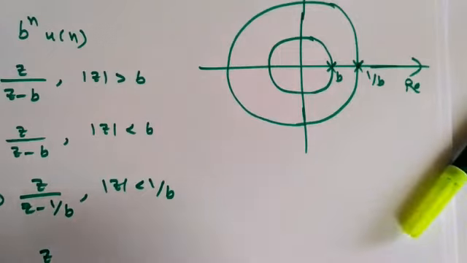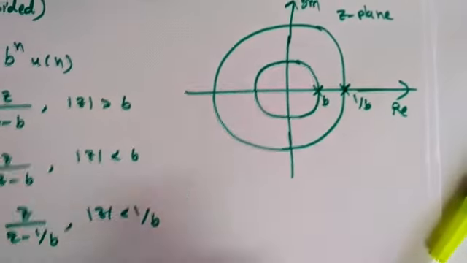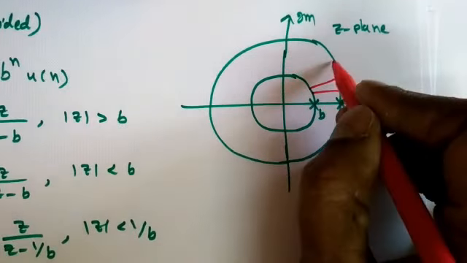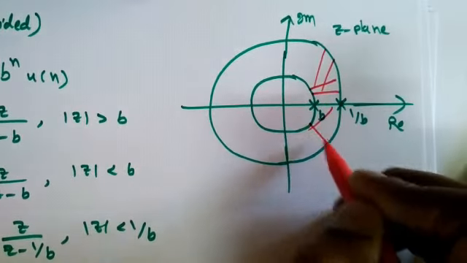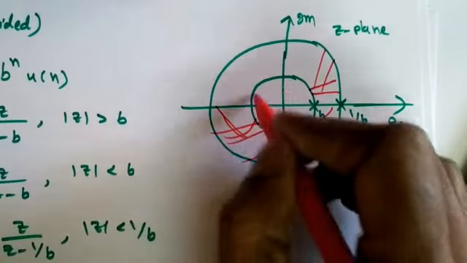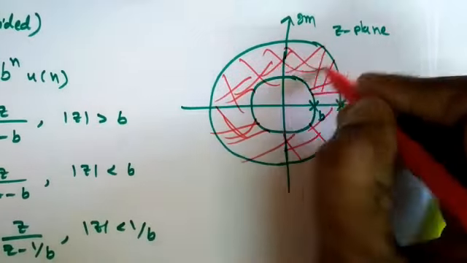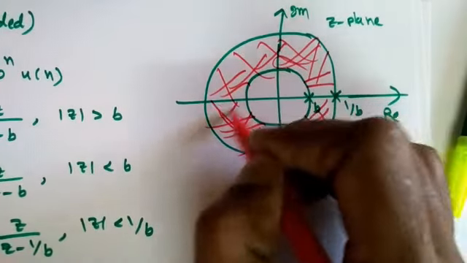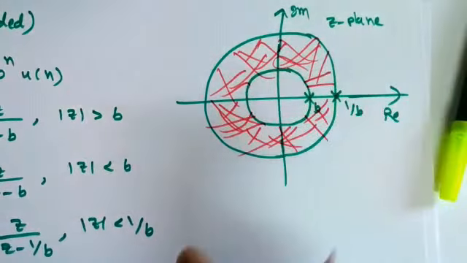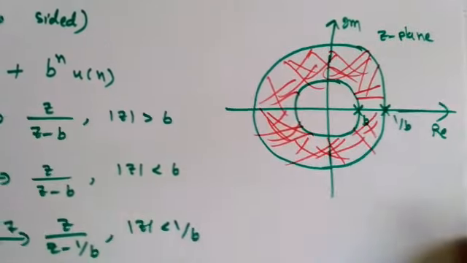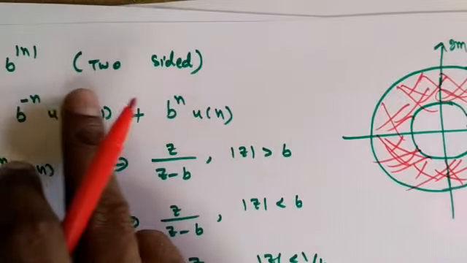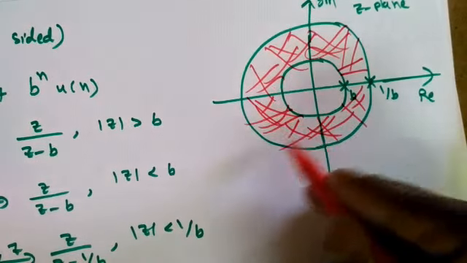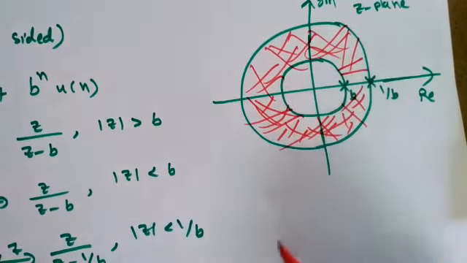Now what is the common ROC? See, mod z greater than b means like this, and mod z less than 1 by b means like this. So what is the common ROC? We will get something like this. So this is the common ROC. So it is a ring in the z plane, yes or no? That means if x of n is a two-sided sequence, the ROC is a ring in the z plane.